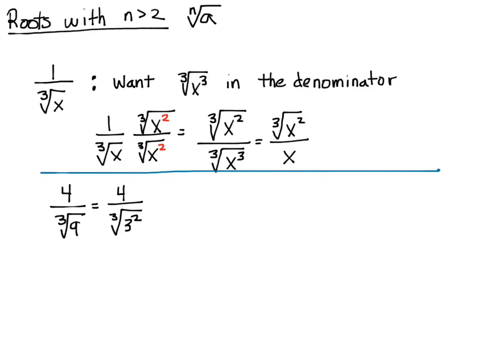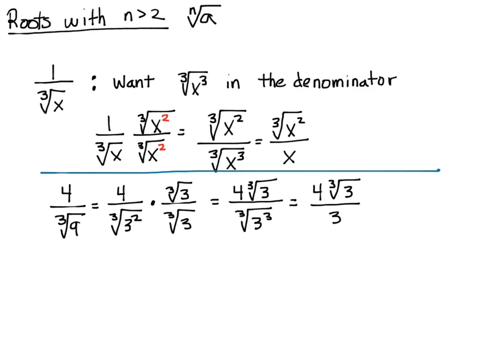Okay, so let's try one like this. Let's say we have 4 over the cube root of 9. What we do is factor the 9 to see that's 3 squared. In order to rationalize that, we want to multiply by something to get rid of that radical in the denominator. So we're just going to use the cube root of 3, because then when we multiply the denominator, we'll have the cube root of 3 cubed, which of course is 3. And so our simplified version is 4 times the cube root of 3 over 3.